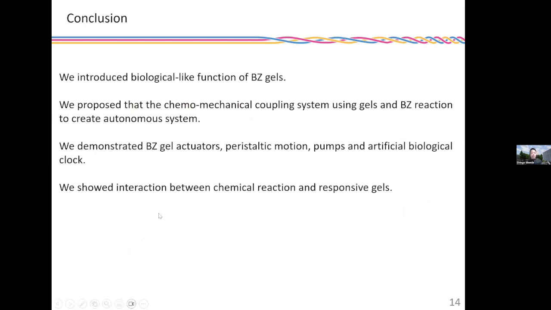So in my talk, I introduced biological-like functions of BZ gels. We proposed chemomechanical coupling systems using gels and BZ reactions to create autonomous systems. And we showed interactions between chemical reactions and responsive gels.